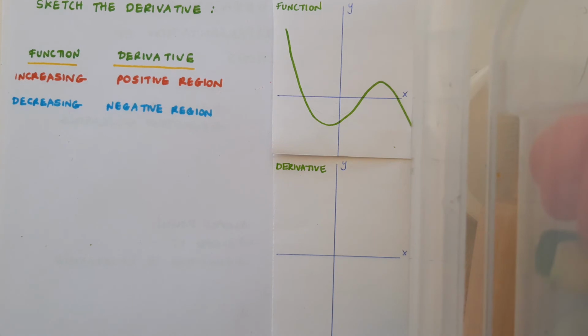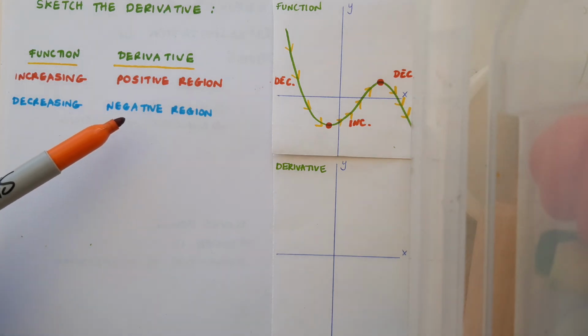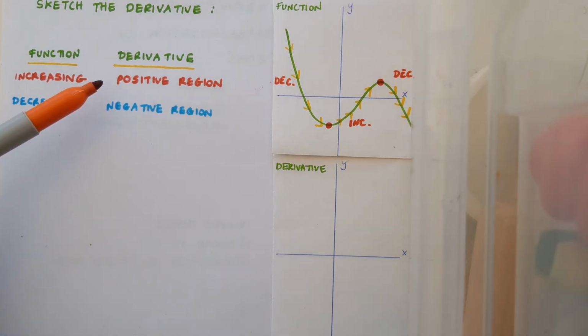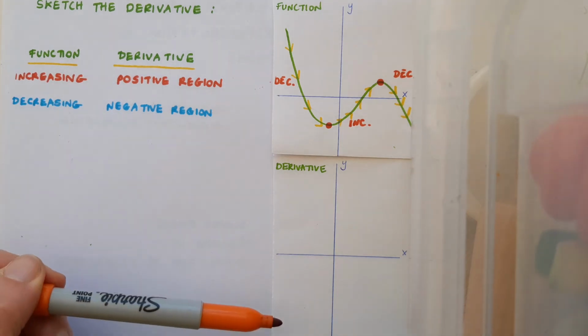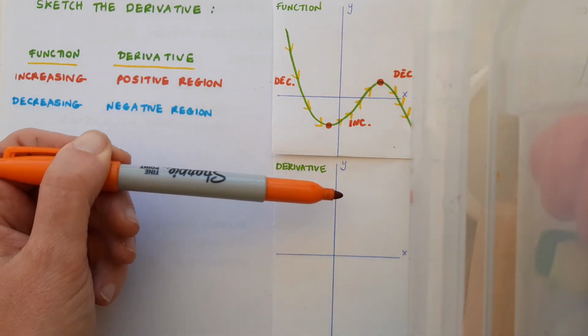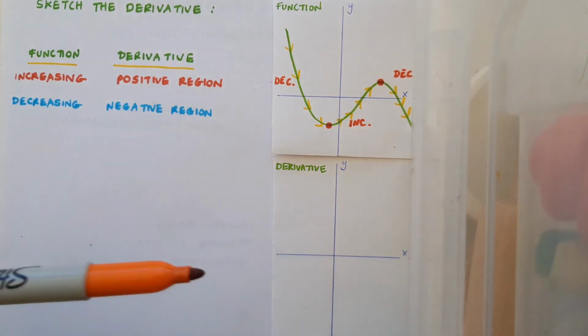So I start off by looking at my function and identifying where it's increasing and where it's decreasing. So initially it's decreasing, and then it reaches a turning point, after which it's increasing, but then it reaches a turning point again, and then finally it's decreasing. So let's remind ourselves, decreasing means negative region, and then increasing means positive region, and then decreasing means negative region. So I'm going to be beginning with my derivative in the negative region, moving up into the positive region, and then back down to the negative region.